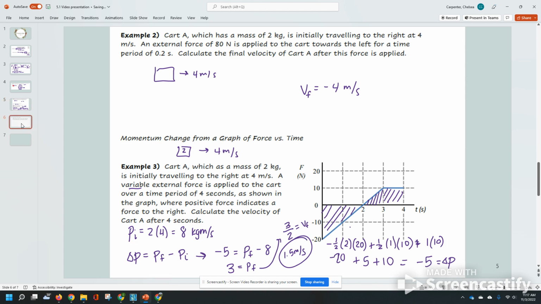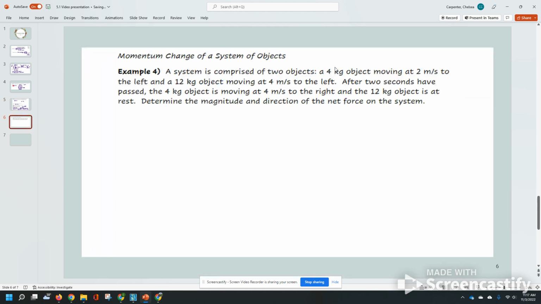All right, and the last example. A system is comprised of 2 objects. We have a 4 kilogram object moving 2 meters per second to the left, so -2 meters per second, and a 12 kilogram object moving 4 meters per second, also to the left. Then after 2 seconds, the 4 kilogram object is moving 4 meters per second to the right, and the 12 kilogram object is at rest.